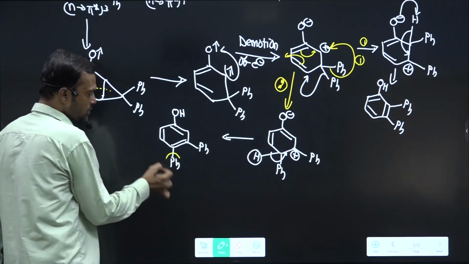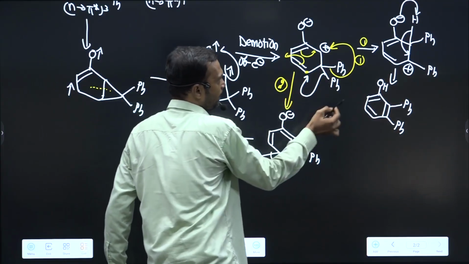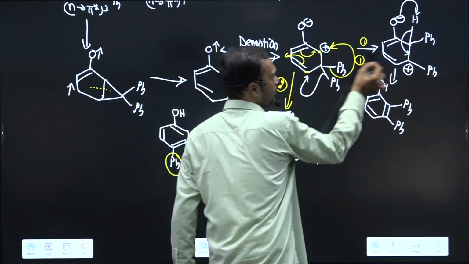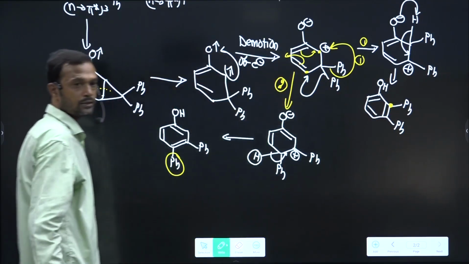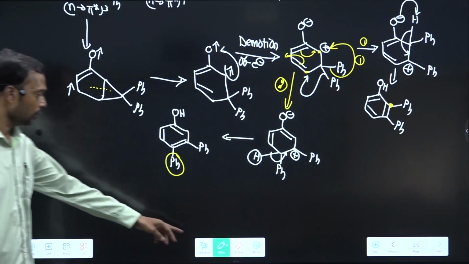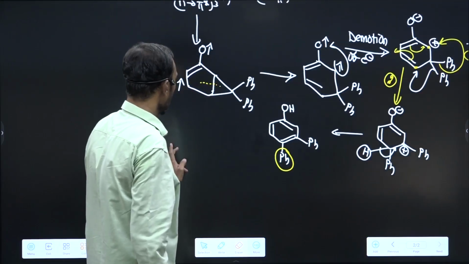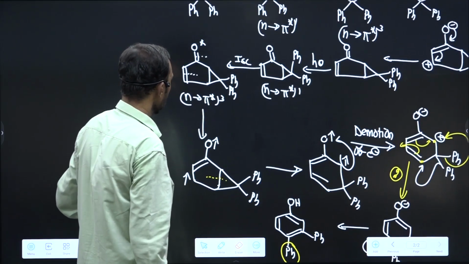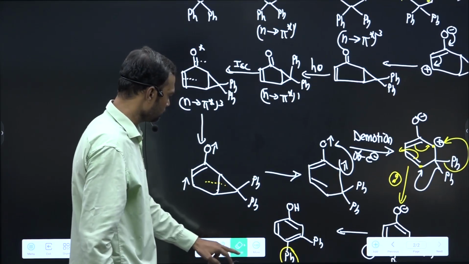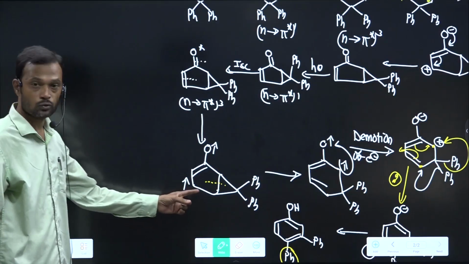Now migrating group is at which position? Initially it is migrating at which position? Para. It is migrating at which position? Ortho. Ortho is this, ortho migration, and this is para migration. Okay, and one more. So where you observe lumiketone, this is your lumiketone triplet state or not? This is lumiketone triplet state. So now you got this one.